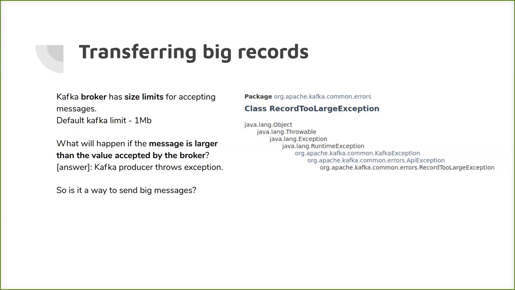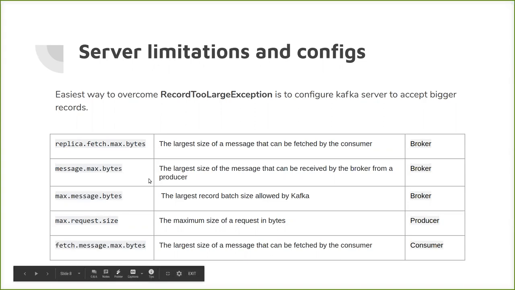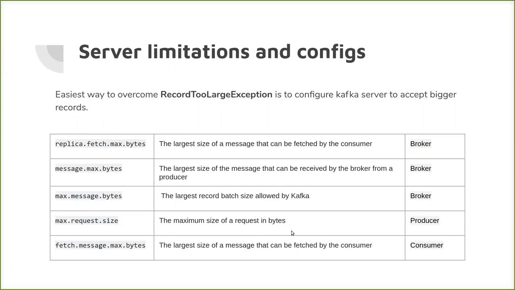So is there a way to send big records? That's the main question. Definitely the answer is yes, and there are a couple of ways. Let's start with the easiest one: server limitations and configs. This way to overcome this exception is to tune the Kafka server configs to be able to accept bigger records. There are multiple configs, so I put here only the major ones, but in the real case there are many more configs which are topic related, etc. Just for your understanding, in order to send records bigger than the default Kafka threshold, we have to update three places.